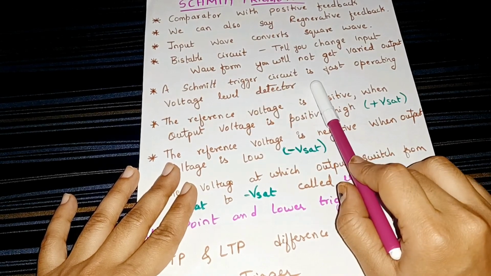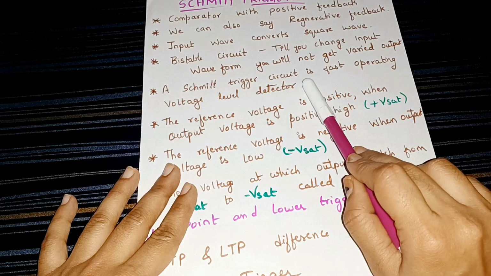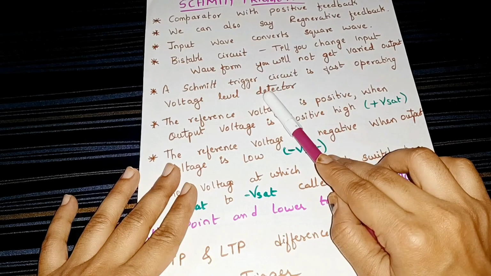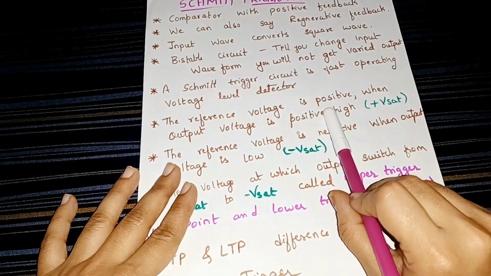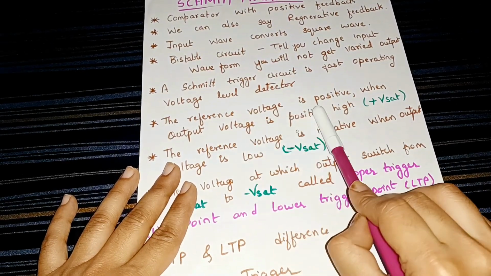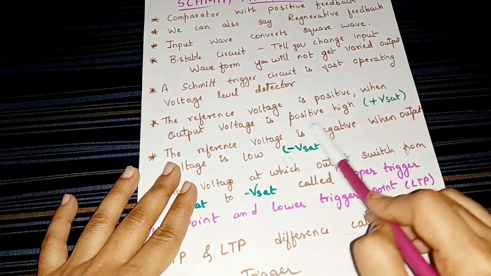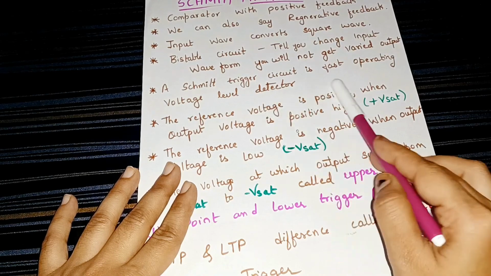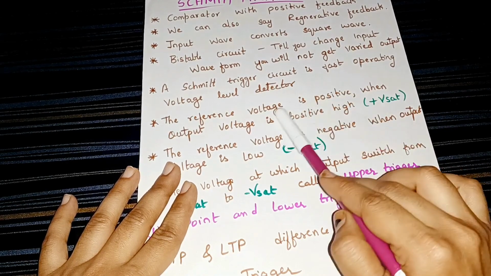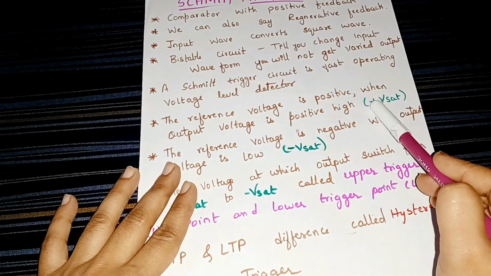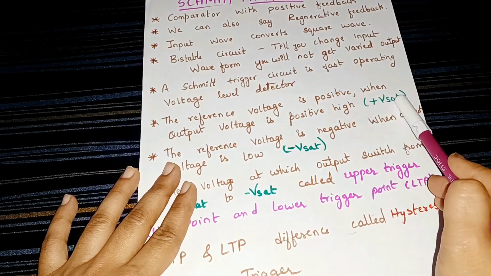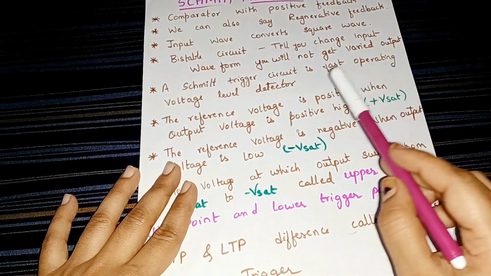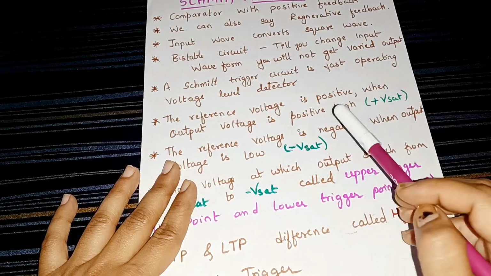A Schmitt trigger circuit is a fast operating voltage level detector. The peak detector was used for finding the highest peak level, but the Schmitt trigger is a fast operating voltage level detector. Next, the reference voltage is positive when the output voltage is high. Whenever the input is positive, we get a positive output, which is in positive saturation.